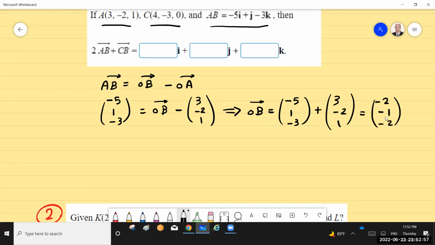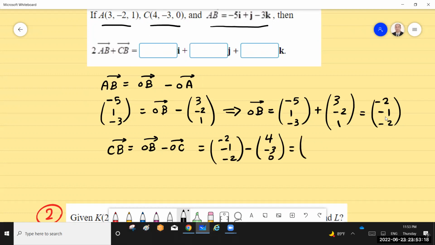Now I can find 2AB plus CB. First, the vector CB you can find now: OB minus OC. The OB I have now, -2, -1, -2, minus the C here, which is 4, -3, and 0. The answer is -6, 2, and -2. Now I can find the value of the vector 2AB plus CB.